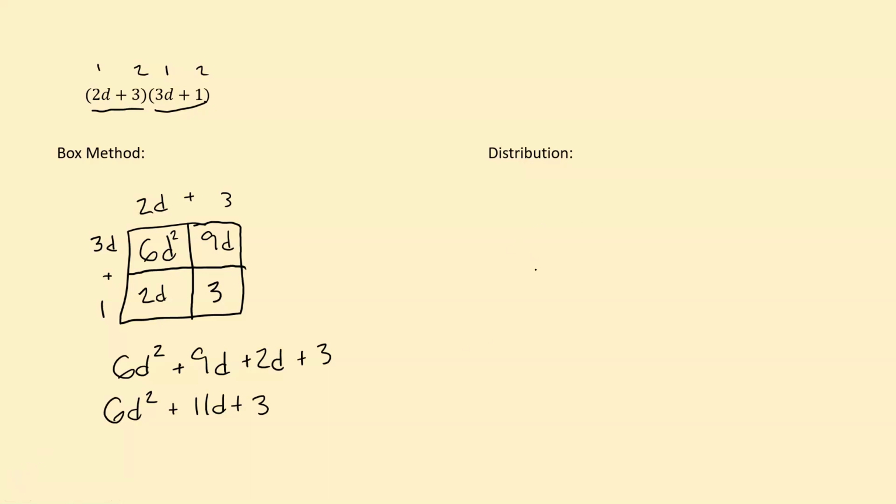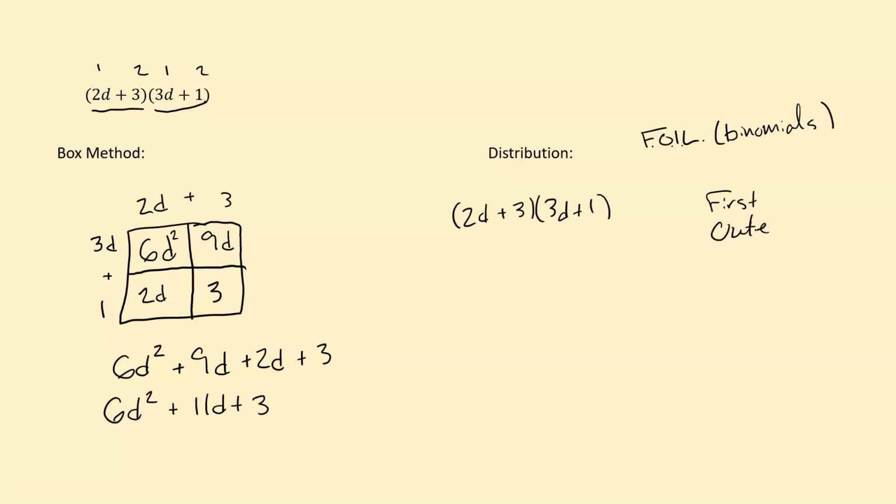Now we can do the same thing, but with the distribution method. Remember, this is also called FOIL if we're talking about binomials. If you've heard FOIL before, that's only something we talk about when multiplying two binomials like we have here. The reason it's called FOIL is because it's an acronym, and what this stands for is first, outer, inner, and last.